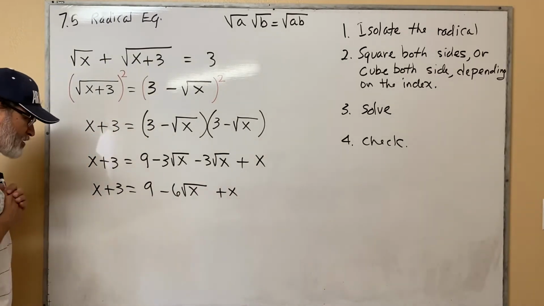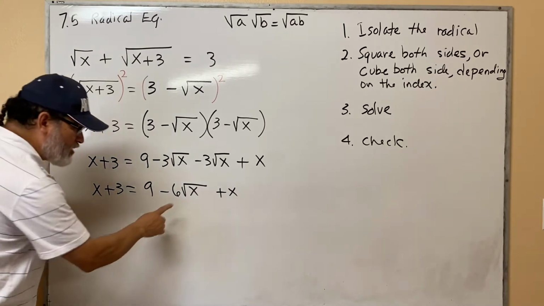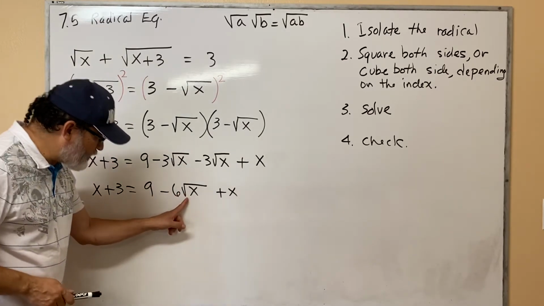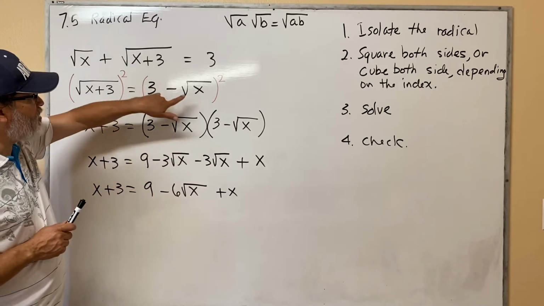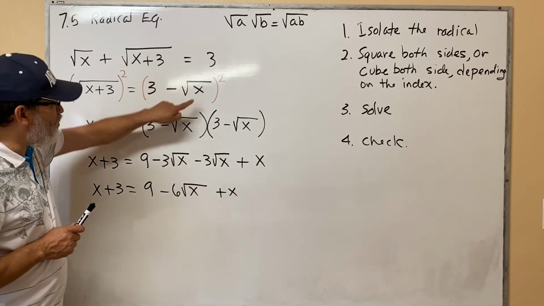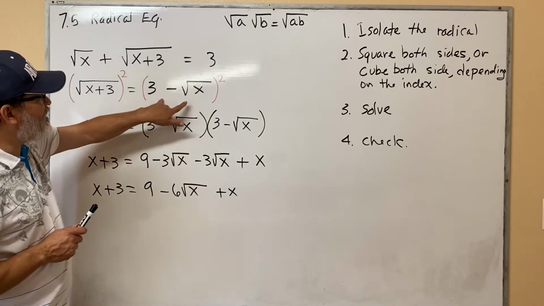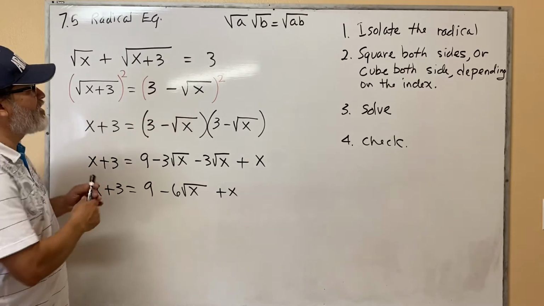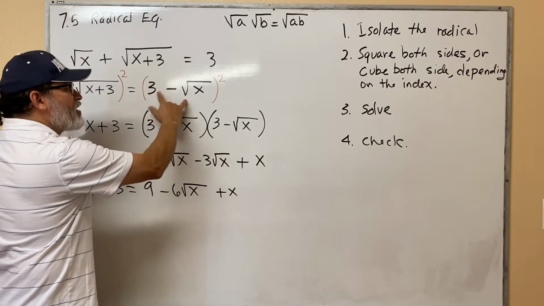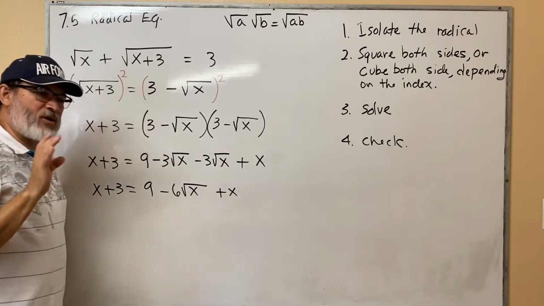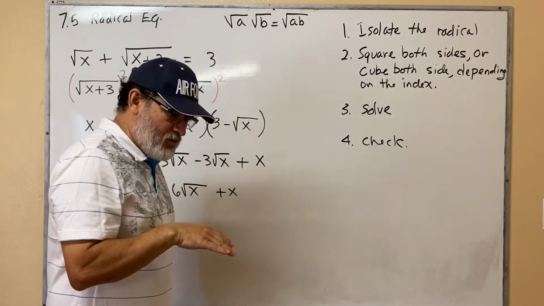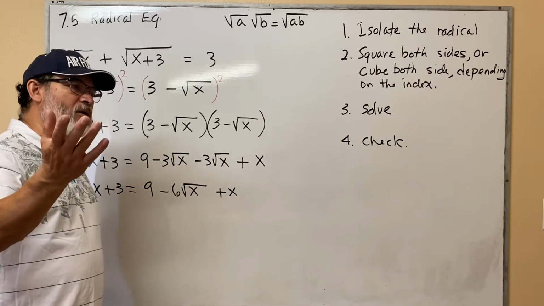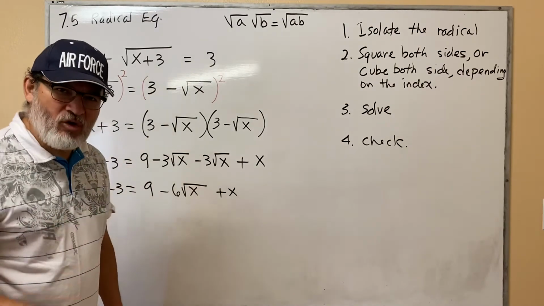Now, wait a minute. Now I'm gonna solve. Oh, by the way, you see this radical? It did not go away. This radical came from squaring this binomial with a radical. The radical did not go away. That's because this radical is not by itself. This radical is part of a binomial. That's why it didn't go away. So whenever you have a radical which is part of a binomial, and you raise it to a power, the radical is not gonna go away.